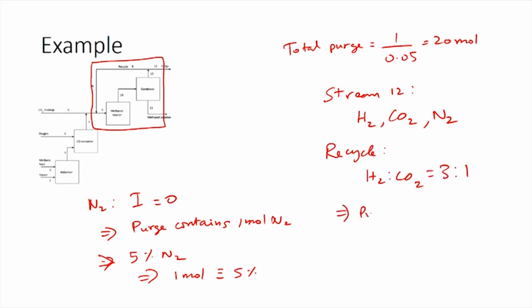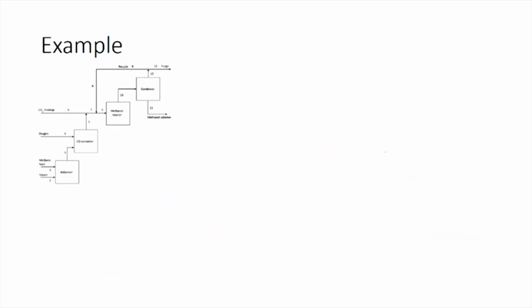This means purge stream would also contain hydrogen and carbon dioxide at the ratio of 3:1. Using this, we can calculate the amount of hydrogen which is leaving through the purge stream. So, what we have here is hydrogen is to carbon dioxide in the purge stream is 3:1. This implies you have 1 mole of nitrogen, 3x moles of hydrogen and x moles of carbon dioxide in the purge stream.